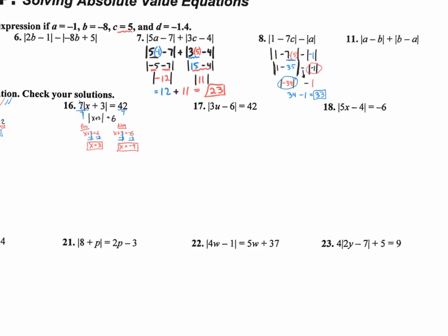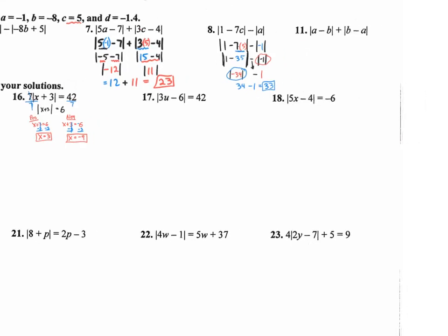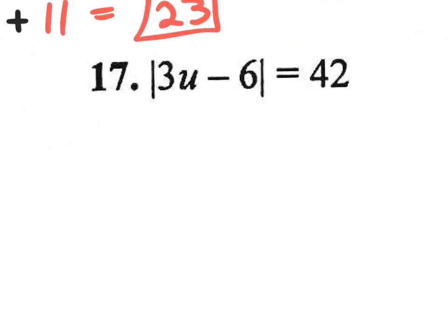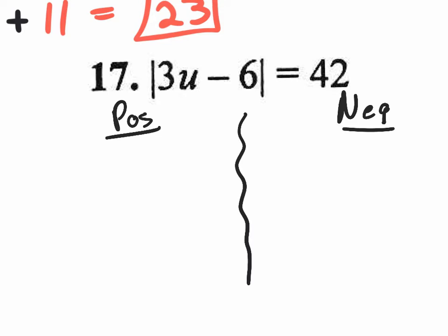Alrighty, let's move on. Let's do number 17. Since it's isolated, let's do the positive and negative situation. The positive situation is writing it exactly the way it is without the absolute values. And the negative situation is the same thing as this, but all I have to do is change the right side to change the sign, right? So if it's positive 42, I'm going to make it negative 42, and that's what I'm going to write over here.